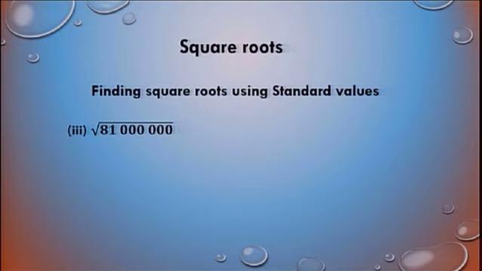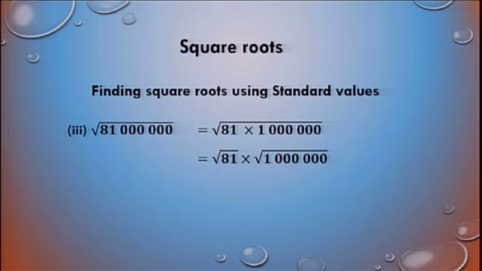Square root of 81 millions. Can you guess what will be the answer? Okay, so we write 81 millions as square root of 81 times 1 million. It is equal to square root of 81 times square root of 1 million. It is equal to 9 times 1000. The final answer is 9000.